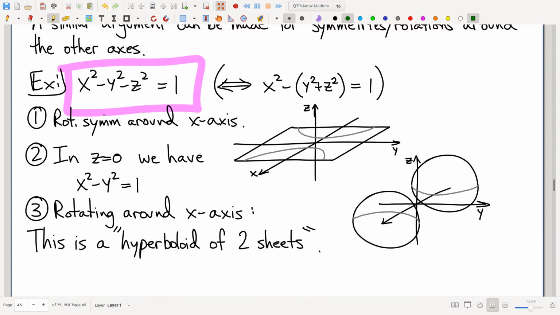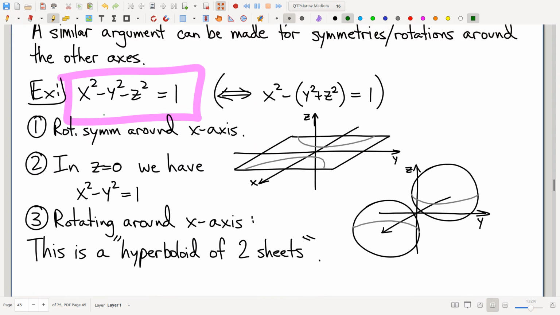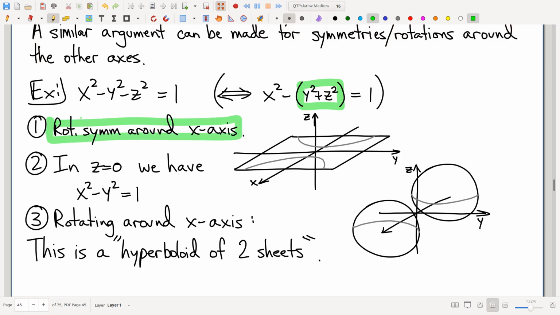Okay, so let's apply our analogous theorems. Even though X and Y don't work, Y and Z do. Is that cool? So that means this is rotationally symmetric around the x-axis. Oh, come on. I've got to get better at my drawing. There we go. So, yeah, okay, great.